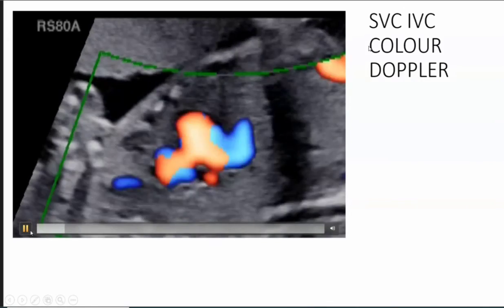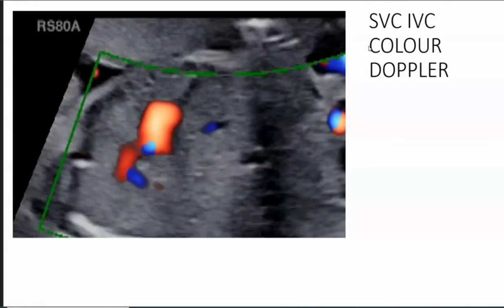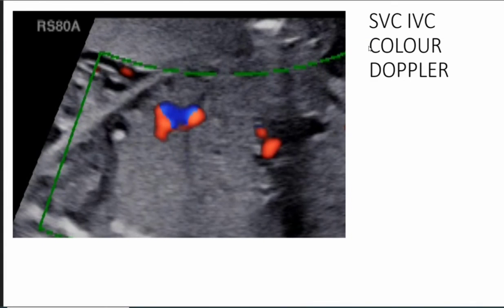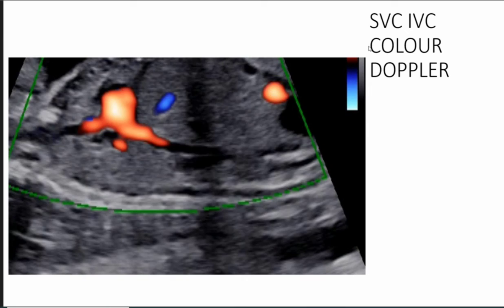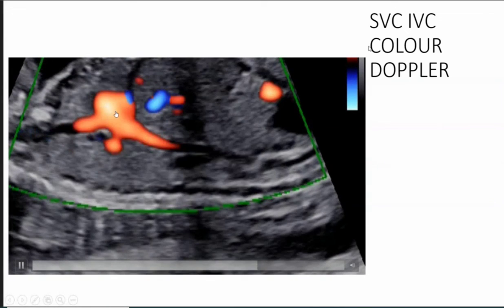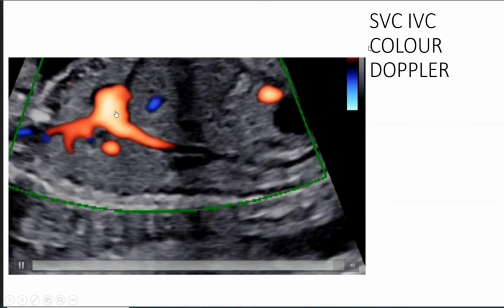This is SVC IVC color Doppler again. Reduce the PRF and get the venous flow into the right atrium. So there it is. You can see the IVC and SVC both flowing into the right atrium.